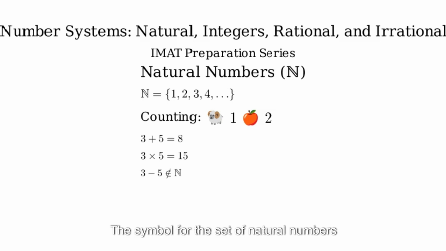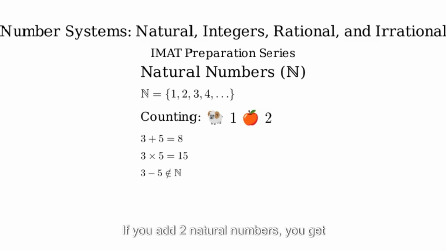The symbol for the set of natural numbers is script N. IMAT tip-off: some conventions, especially in computer science, include 0 in the set of natural numbers. For IMAT and standard mathematics, assume script N starts from 1 unless the question specifies otherwise.